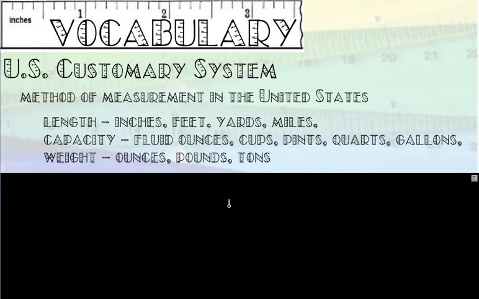Okay, another thing that I notice a lot is here with length. In the US customary system, we do not use centimeters. So you gotta get that out of your head. If I ask you to measure something and what unit would you measure it in, you would not tell me centimeters if I ask you to measure it in US customary.